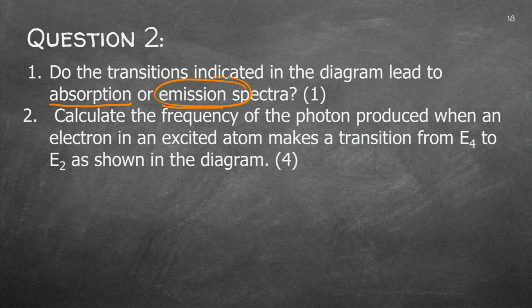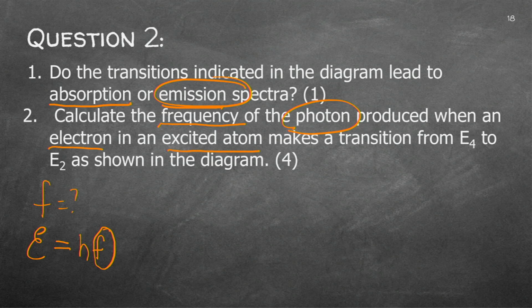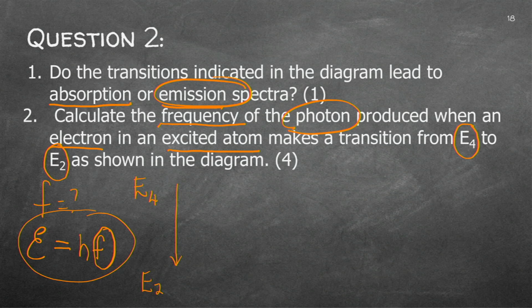Second question. Calculate the frequency. So they're asking me the frequency of the photon. So I know this is the energy of a photon. They want me to calculate the energy of the photon produced when an electron in an excited atom makes a transition from, they clearly indicate to me, from the level 4 to level 2. So you've got level 4 there, you've got level 2 down here, and they want you to calculate firstly the frequency by using the two energies.